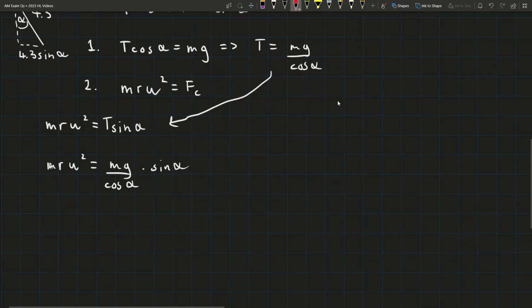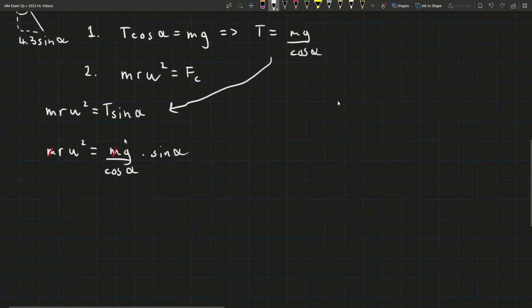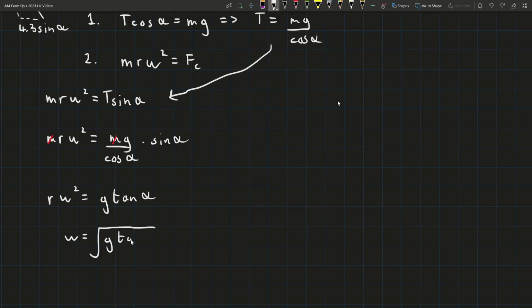So those m's are going to cancel. We can divide by m on both sides, and m won't be 0. But now we have r omega squared equals sine over cos, which is just tan. And we have the g, so we're going to have g tan alpha. Now we can divide by r and take the square root on both sides, giving that omega equals the square root of g tan alpha over r, and we know what r is.